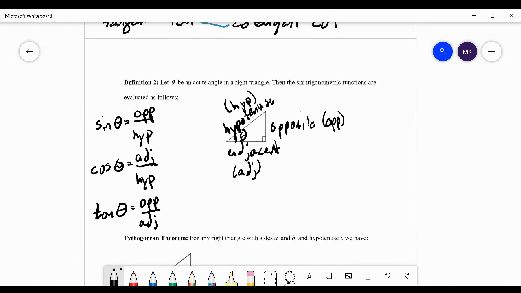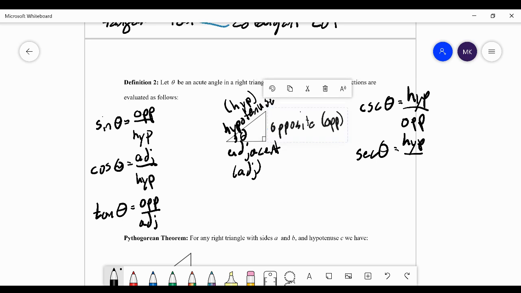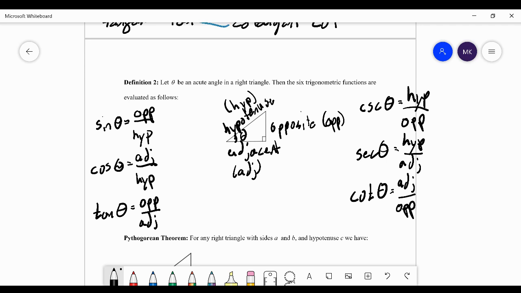So I'm running out of room right next to it, so I'm going to go to the other side of this triangle. The cosecant of theta is equal to the hypotenuse over the opposite. The secant of theta is equal to the hypotenuse over the adjacent, and the cotangent is the adjacent over the opposite.